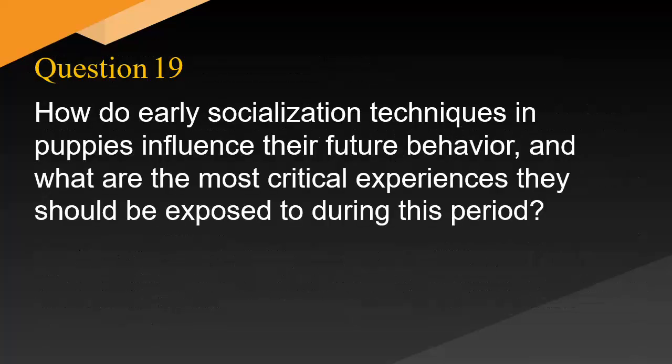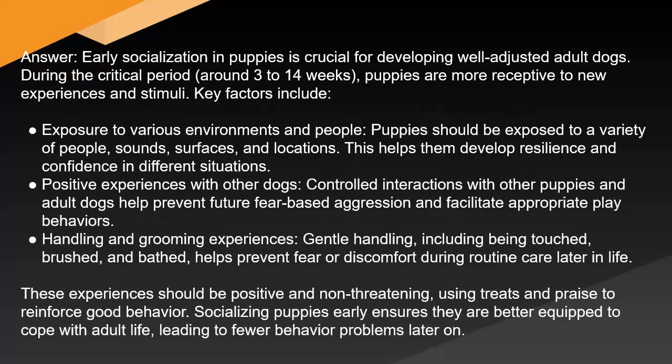How do early socialization techniques in puppies influence their future behavior, and what are the most critical experiences they should be exposed to during this period? Answer: Early socialization in puppies is crucial for developing well-adjusted adult dogs. During the critical period around 3 to 14 weeks, puppies are more receptive to new experiences and stimuli. Key factors include exposure to various environments and people. Puppies should be exposed to a variety of people, sounds, surfaces, and locations. This helps them develop resilience and confidence in different situations.